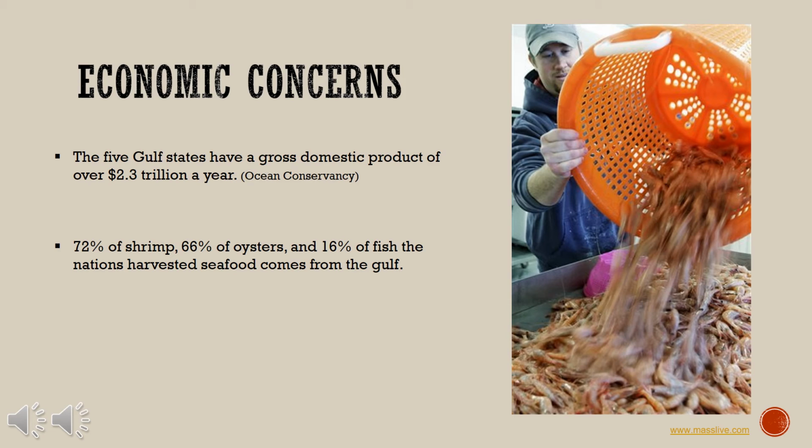The Gulf of Mexico is a large economic driver for the coastal region of the United States. The 5 Gulf states have a gross domestic product of over 2.3 trillion per year. 72% of the shrimp, 66% of the oysters, and 16% of the fish the nation harvests comes from the Gulf. This region faces significant challenges not only from the recent BP oil spill and the hypoxic zone, but decades of degradation of coastal erosion, pollution, and overfishing.